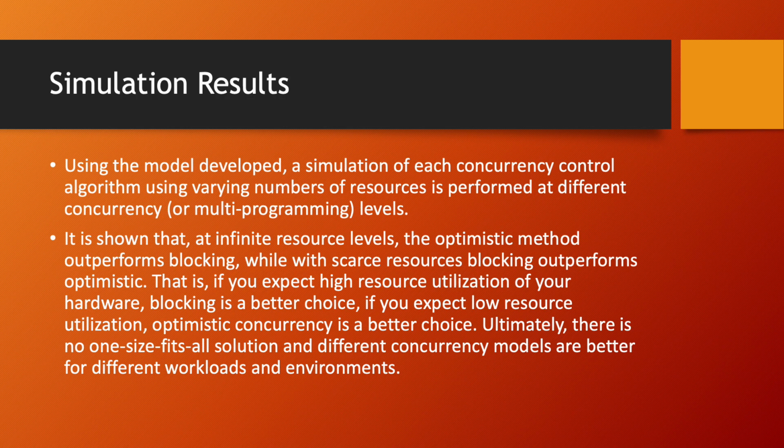Simulation results. Using the model developed in the paper, a simulation of each concurrency control algorithm using varying numbers of resources is performed at different concurrency levels. It is shown that at the infinite resources level, the optimistic method outperforms blocking, while with scarce resources, blocking outperforms optimistic. That is, if you expect high resource utilization of your hardware, blocking is a better choice. If you expect low resource utilization, optimistic concurrency is a better choice. Ultimately, there is no one-size-fits-all solution, and different concurrency models are better for different workloads and environments.